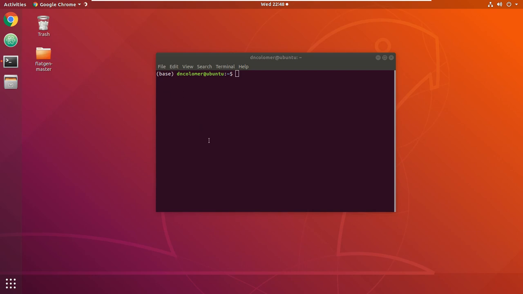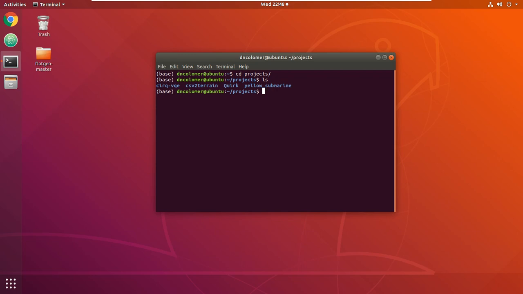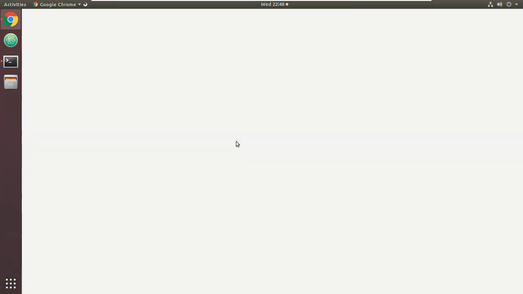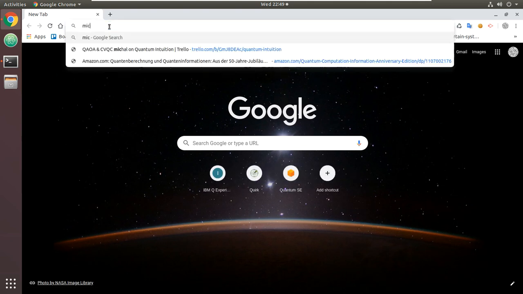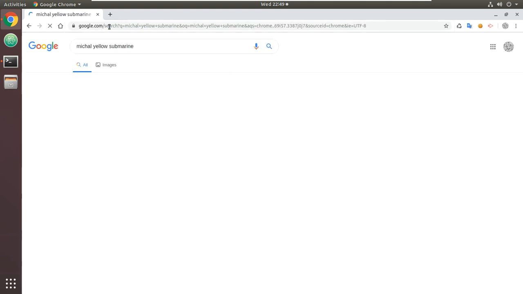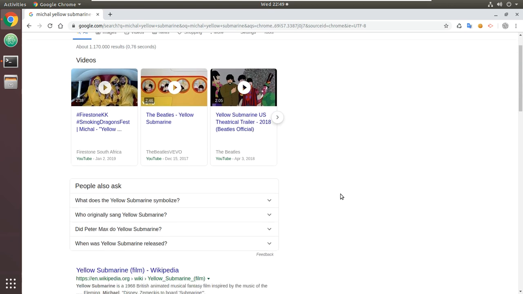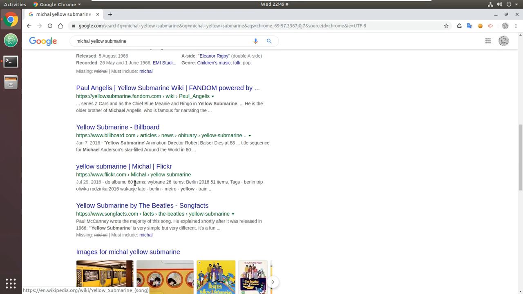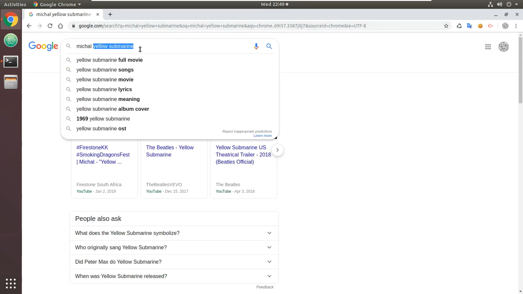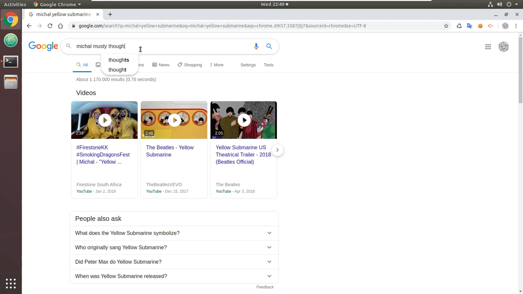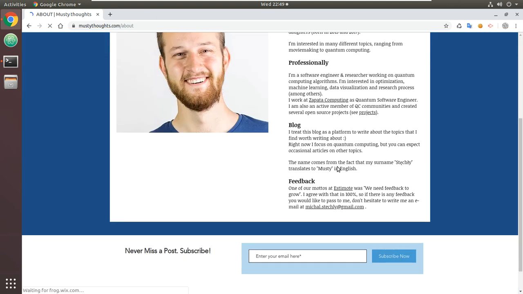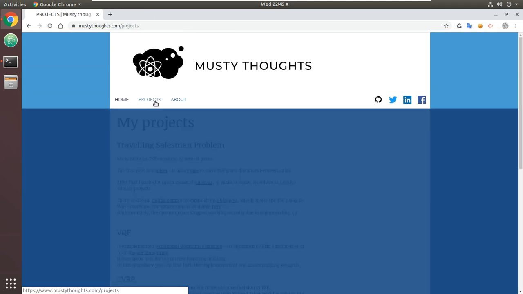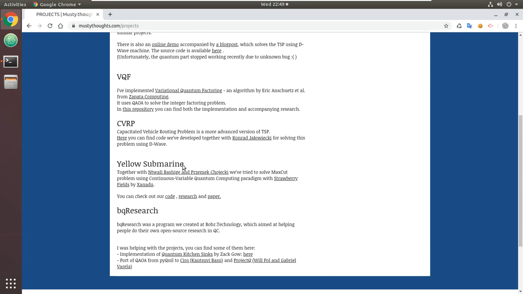Let me open up Chrome and go to the projects folder. So here we go, Yellow Submarine. I think there was a GitHub repo for this, probably on Musty Thoughts, his blog. Projects. Here we go. Good, so there are a bunch of projects in here, and this is the one. So here's the code, the research and the paper.